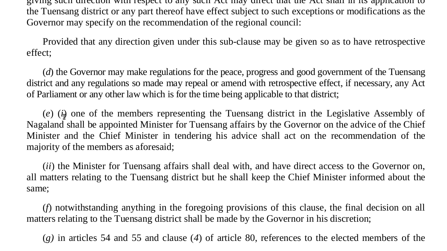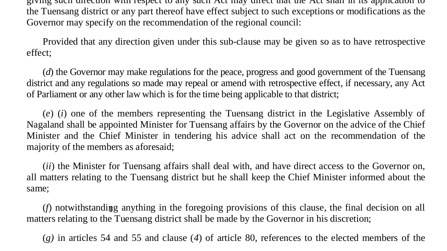E. 1. One of the members representing the Tuensang district in the Legislative Assembly of Nagaland shall be appointed Minister for Tuensang Affairs by the Governor on the advice of the Chief Minister, and the Chief Minister in tendering his advice shall act on the recommendation of the majority of the members as aforesaid. 2. The Minister for Tuensang Affairs shall deal with and have direct access to the Governor on all matters relating to the Tuensang district, but he shall keep the Chief Minister informed about the same.